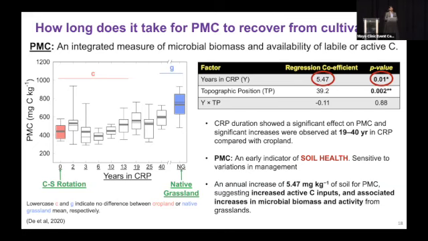Take home message: when we are deciding on some of these soil health indicators, it's really tricky. So we really need to go further to learn more about these kinds of systems.